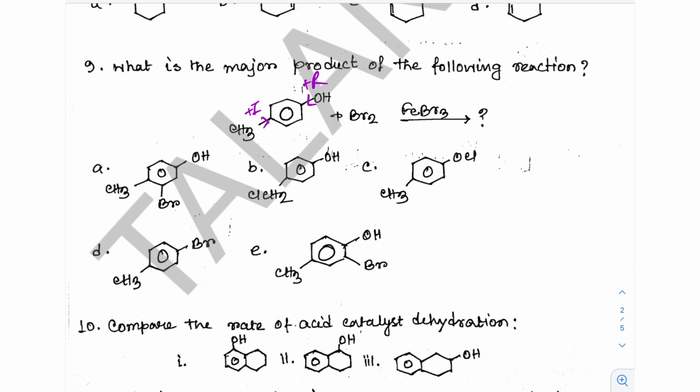In another compound it will enter at the para position, but in this compound the para position with respect to the OH group has already been blocked by a methyl group. So para is blocked, and one position is open, the ortho position with respect to the OH group. So either at this carbon or this carbon, Br will enter. So option E is the correct answer.